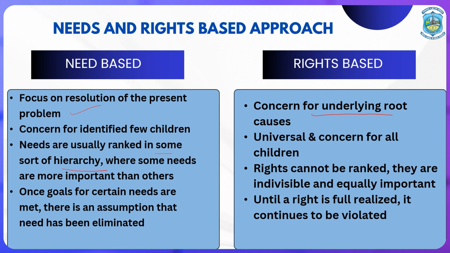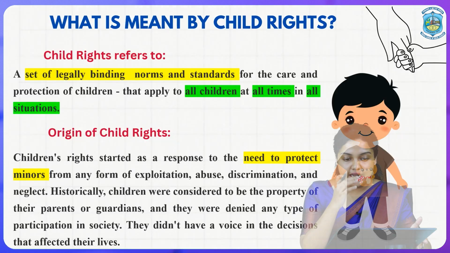The third point is that rights cannot be ranked; they are indivisible and equally important. We know all rights are interdependent and indivisible, so they cannot be ranked, whereas needs can be arranged in a hierarchy. Until a right is fully realized, it cannot be said to be fulfilled. So these are the differences between the need based approach and the rights based approach. We will go to the next slide.